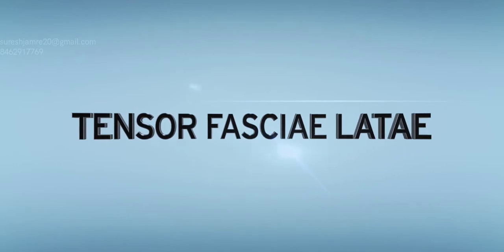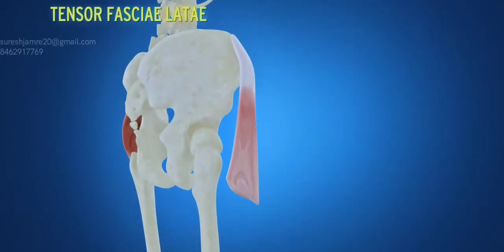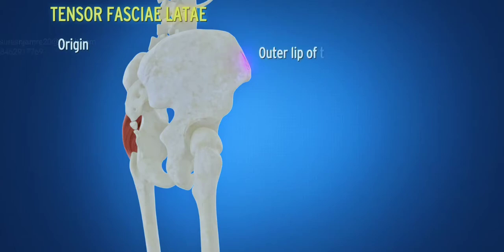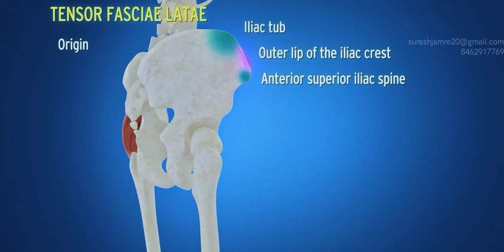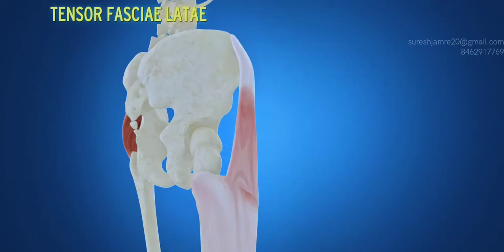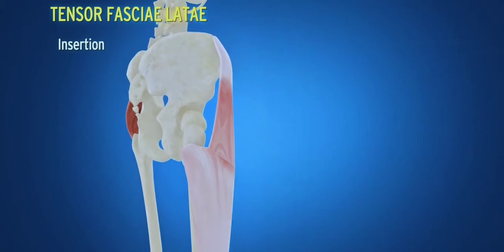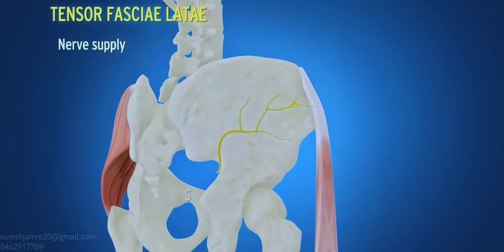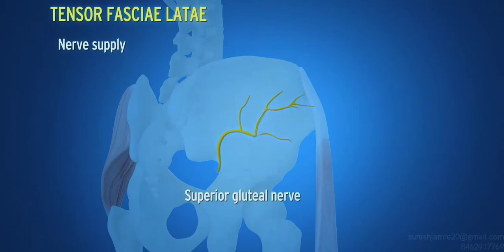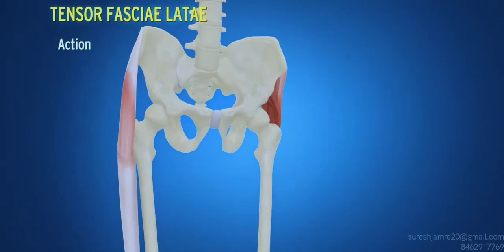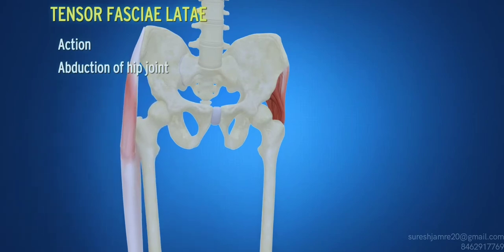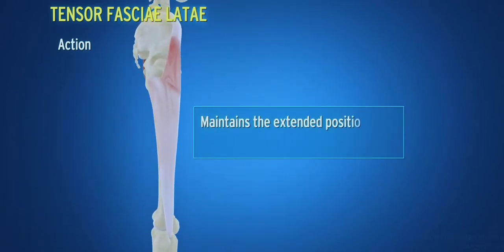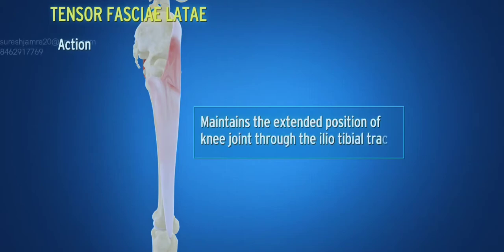Tensor fasciae latae. Origin: outer lip of the iliac crest extending from anterior superior iliac spine to iliac tubercle. Insertion: the muscle inserts into the upper part of the iliotibial tract. Nerve supply: superior gluteal nerve. Action: abduction of hip joint. Maintains the extended position of knee joint through the iliotibial tract.